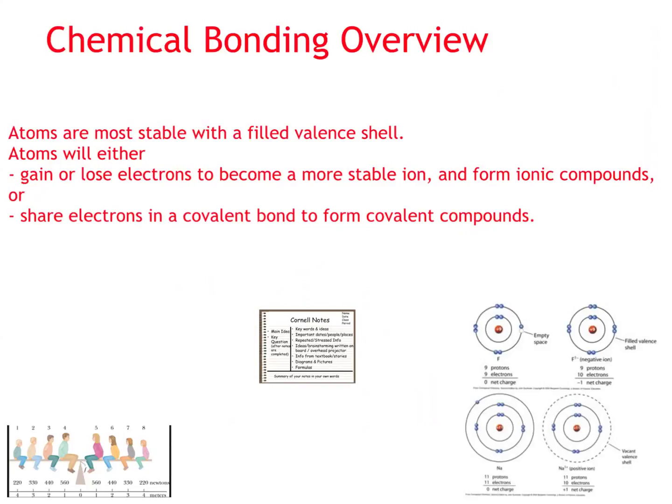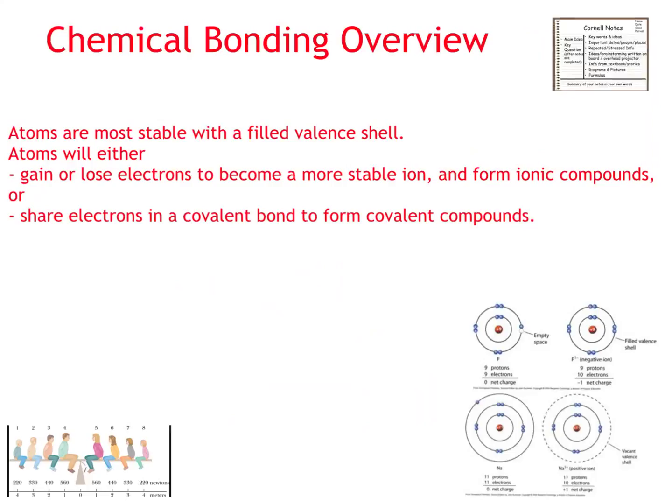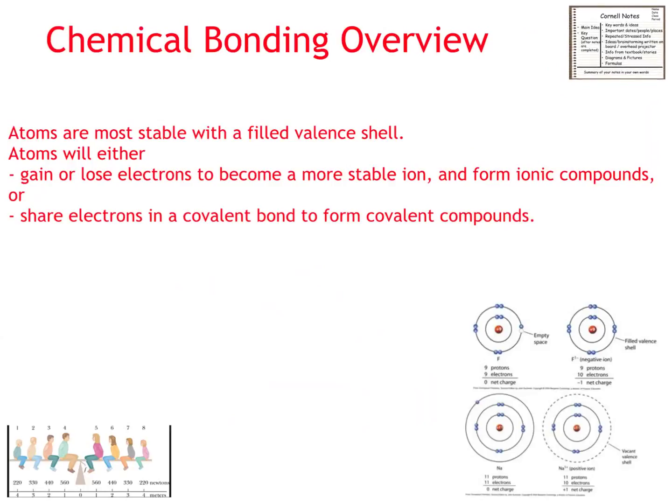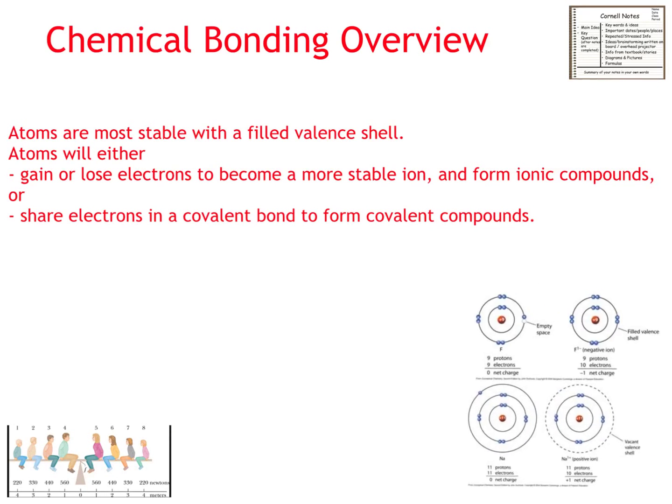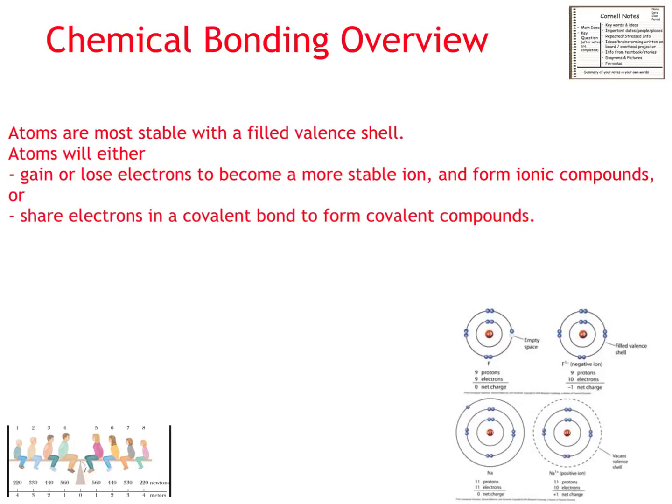Okay, so first definitions to write down. This is the chemical bonding overview. That's what should go at the top of your notes for your title. Atoms are most stable with a filled valence shell, and we've done some practice already on looking at Bohr models and electron configurations to make sure that we have full shells.